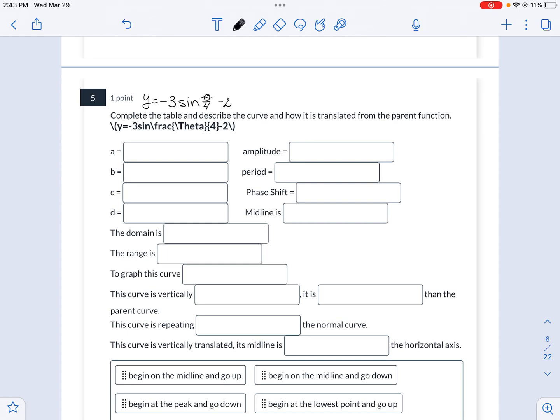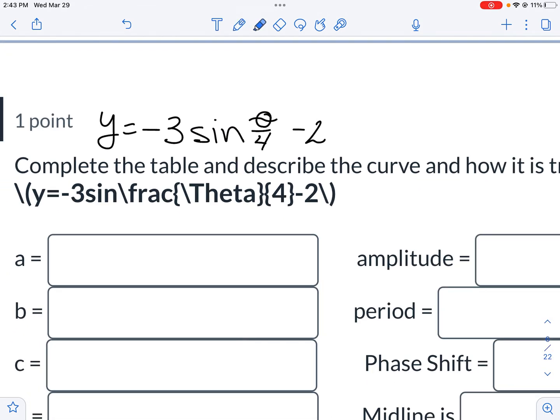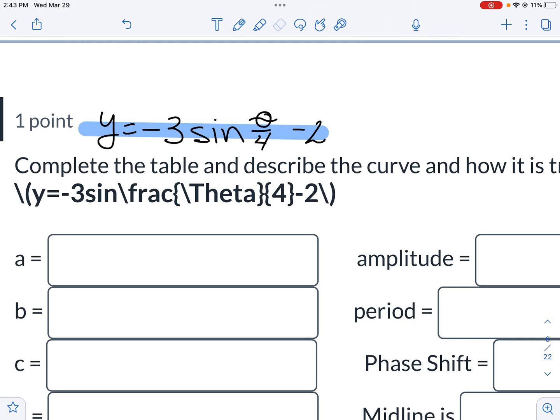Alrighty, so we have our original equation, which is right here. I am sorry that the one in Canvas did not change into math type, so anyway, I wrote it up there so you could see it. Our parent, I always like to start with the parent.